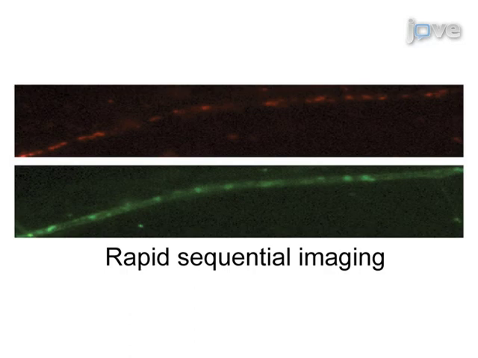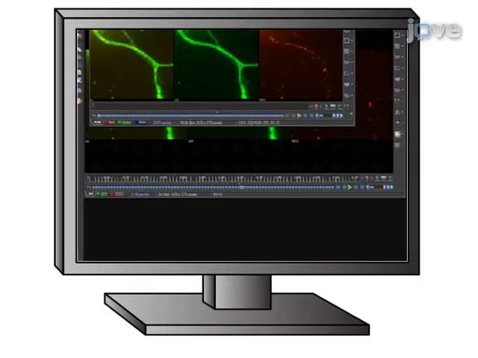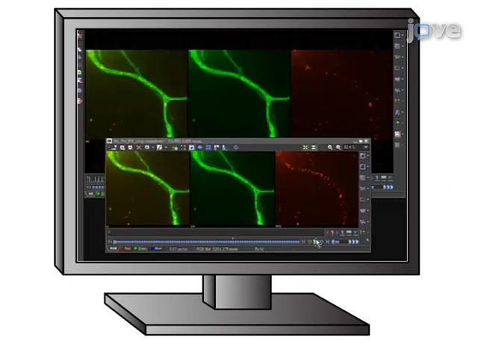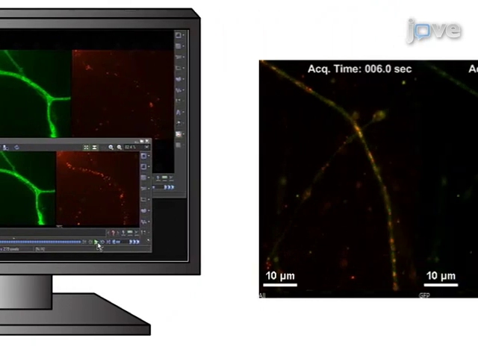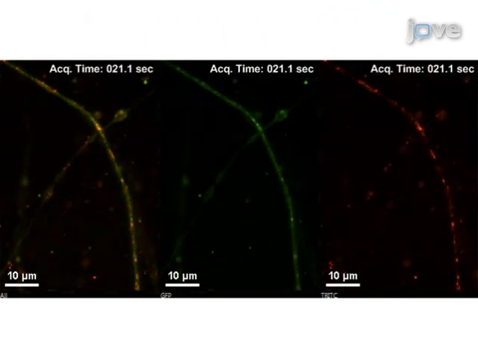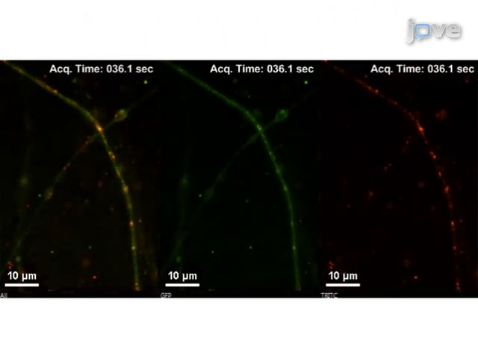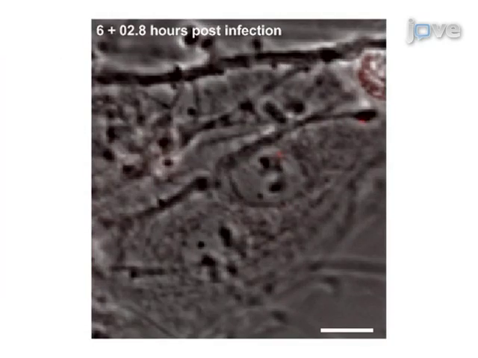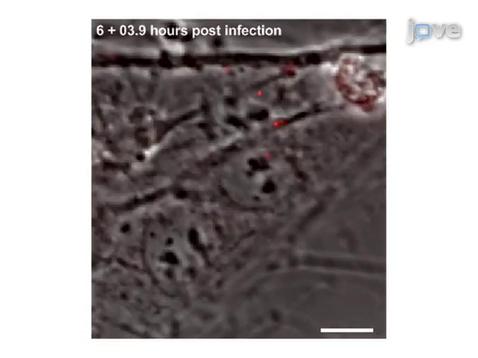Next, either sequential acquisition of the fluorescent channels is performed, or multi-position, multi-image tiled frames are acquired. In the final step, the data is analyzed and reformatted for presentation and publication. Ultimately, this method of live cell imaging is used to track the movement of fluorescent viral particles within neurons and to follow infection as it spreads between cells.